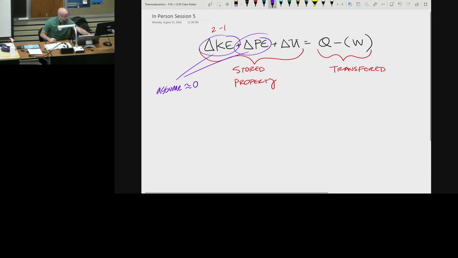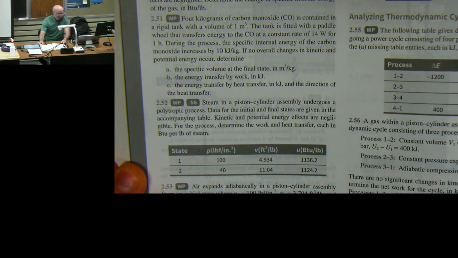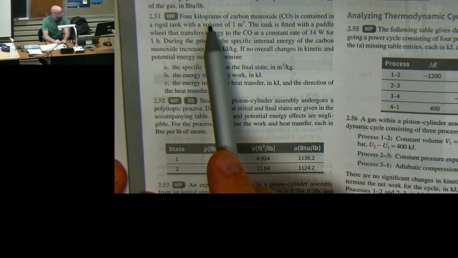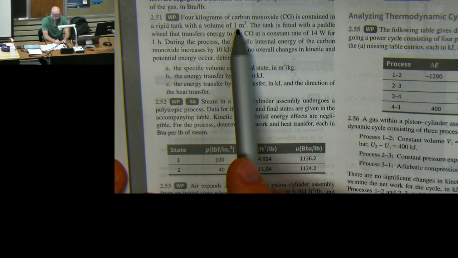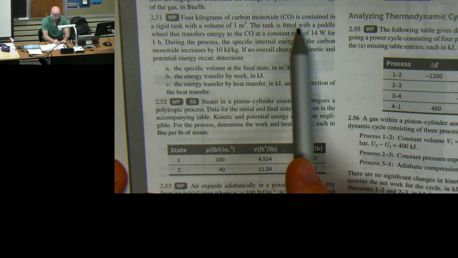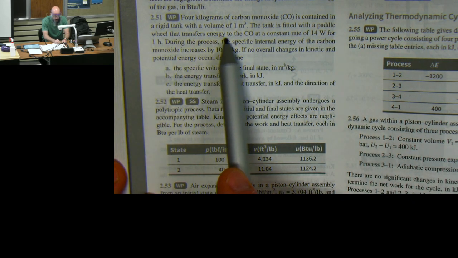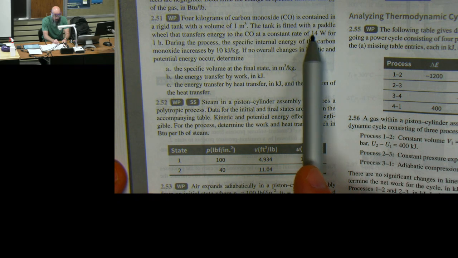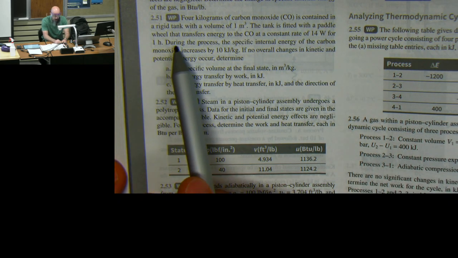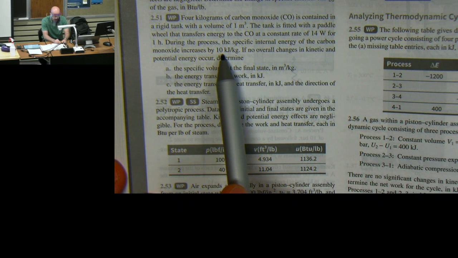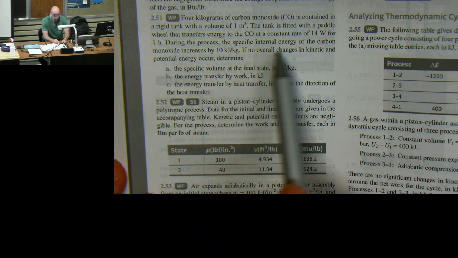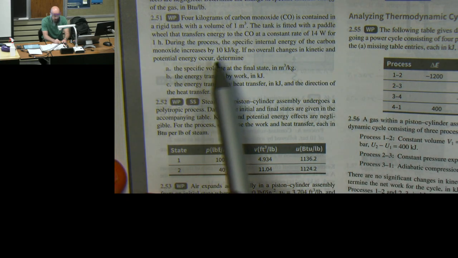So let's go and I'll show you what the first problem is. Okay, so the first problem we're going to be dealing with is this one. It says 4 kilograms of carbon monoxide, CO2, is contained in a rigid tank with a volume of 1 meter cubed. The tank is fitted with a paddle wheel that transfers energy to the carbon dioxide at a constant rate of 14 watts for 1 hour. During this process, the specific internal energy of the carbon dioxide increases by 10 kilojoules per kilogram. If no overall changes in kinetic and potential energy occur, determine.